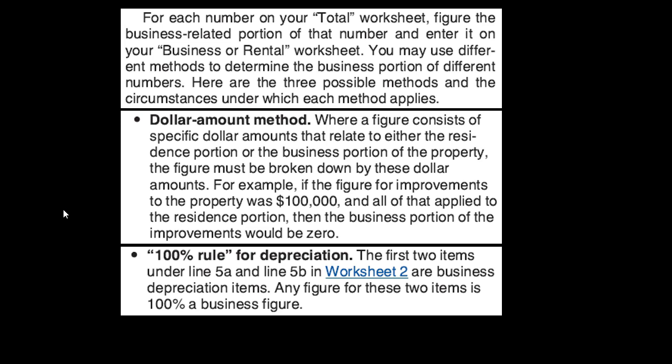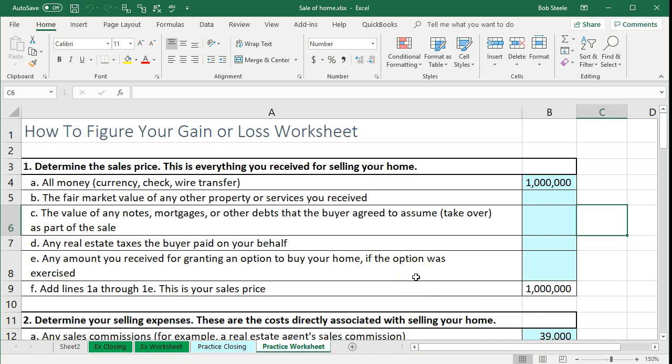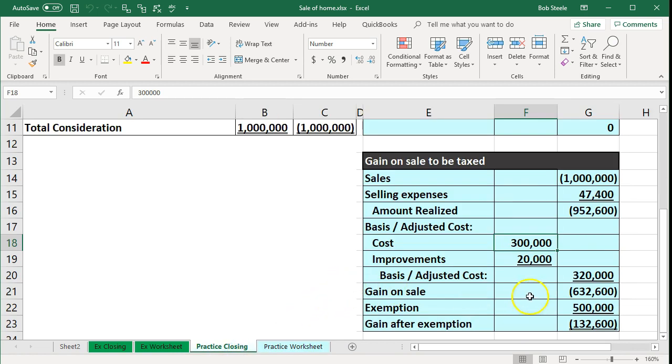100% for depreciation. The first 2 items underlined, 5A and 5B in Worksheet 2, are business depreciation items. Any figure for these two items is 100% business figure. So when we think about depreciation, notice depreciation doesn't have anything to do with the personal typically, because we don't depreciate the personal property. That's one of the major things we're considering here, because that's one of the major reasons the IRS would want to break out the business and personal, because once again, we already got a benefit of applying out possibly in the past some of the depreciation.